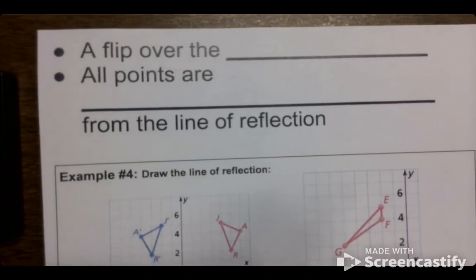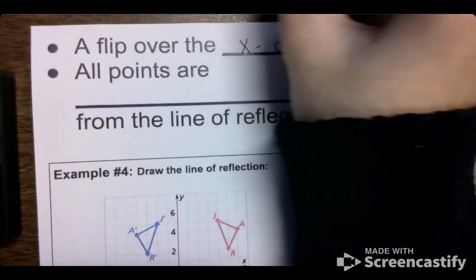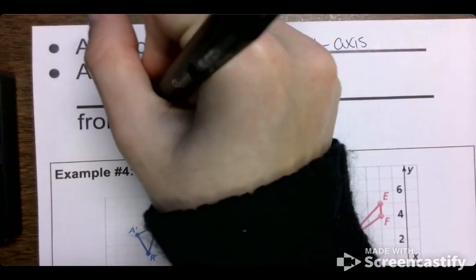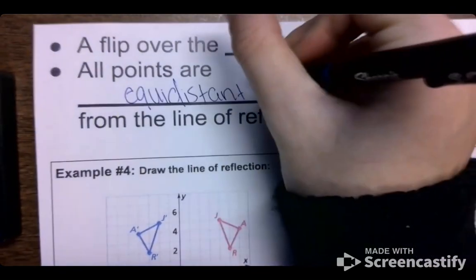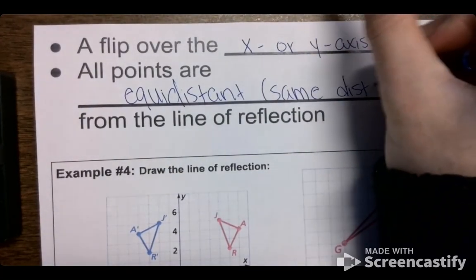So, flip over the x or y-axis. All points are equidistant. So that's just a super fancy word for same distance.